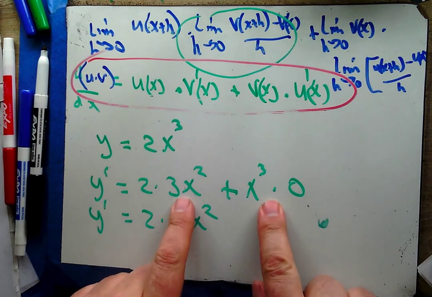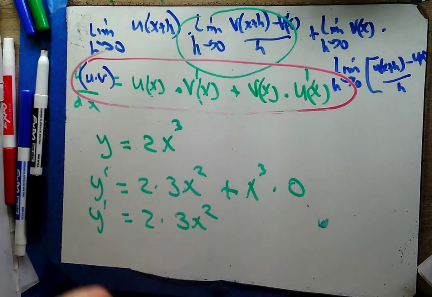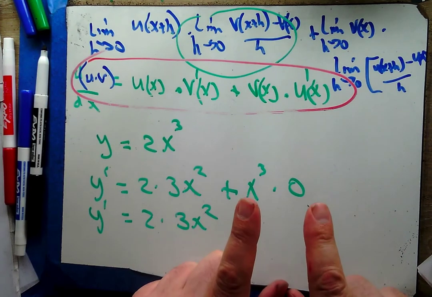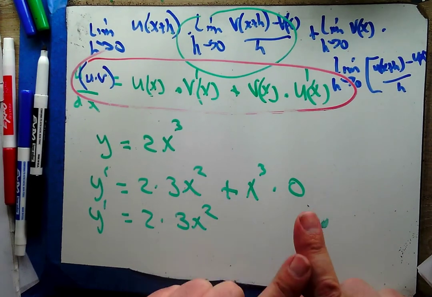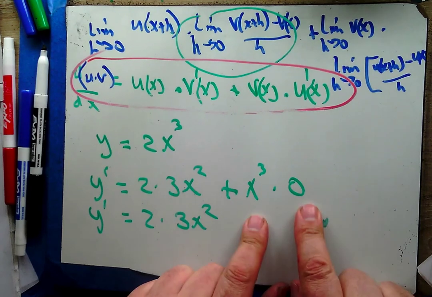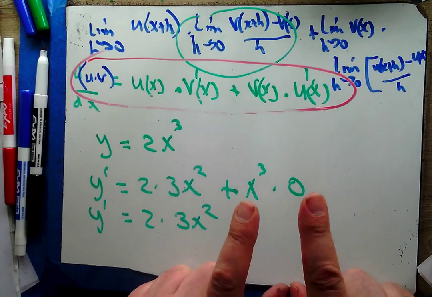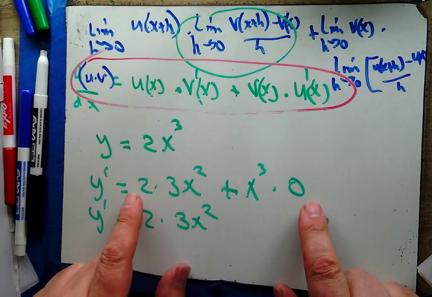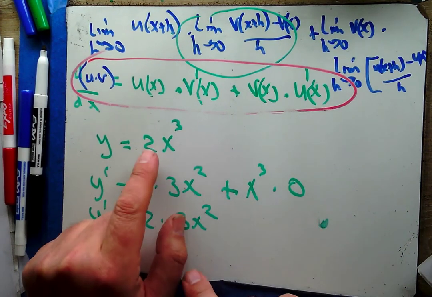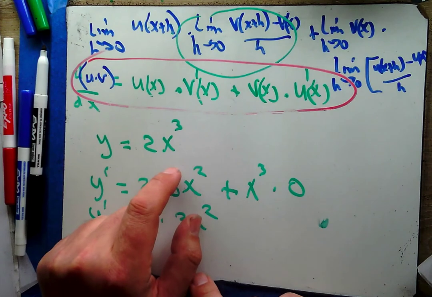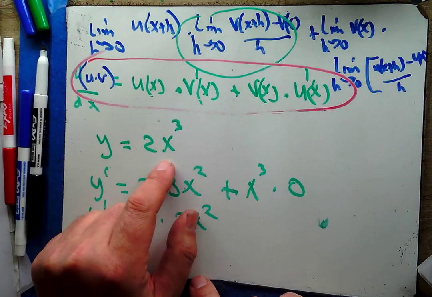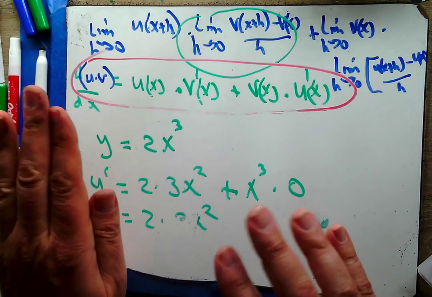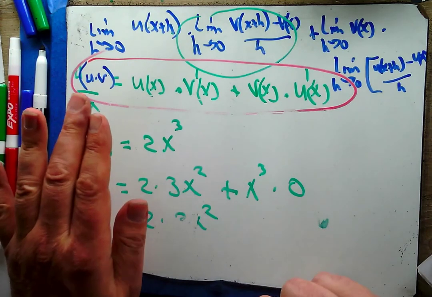1, it's more work. 2, believe it or not, lots of people get this wrong. And because lots of people get this wrong, I don't want you to do it. I want you just to see when you see 2x to the third or 3 sine x, I want you to say constant times the derivative of that function.